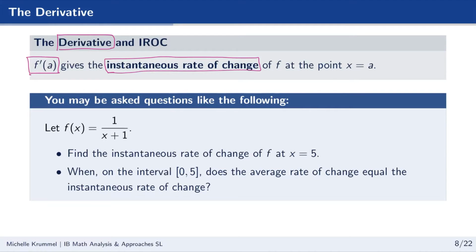So we could be asked to find the instantaneous rate of change of f at x equals 5, or when on the interval from 0 to 5 does the average rate of change equal the instantaneous rate of change? These things are not the same. Instantaneous rate of change is the derivative. Average rate of change is not the derivative. It's different. Average rate of change is not the same thing as instantaneous rate of change. There's a very important difference there.